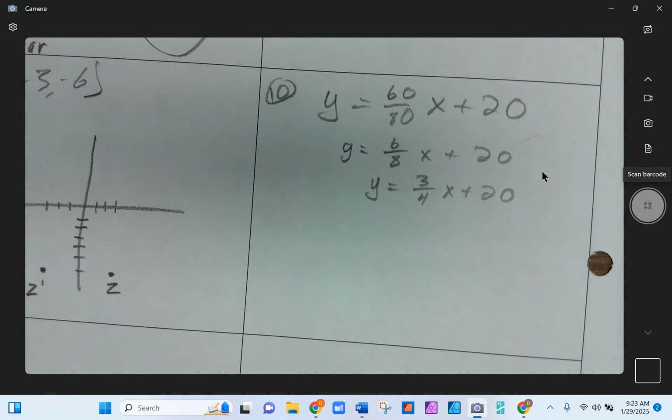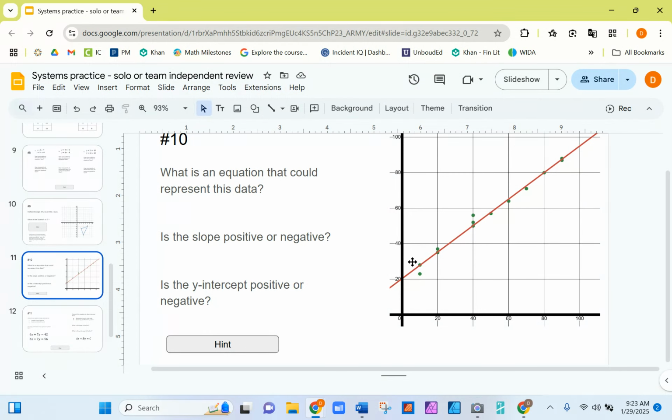Okay, so that's our equation for that. Now, what's important here is to know what positive and negative means. Positive means it goes up like this. You can also think about it being increasing. Negative would be if it went like this. That would be decreasing. Is the y-intercept positive or negative?